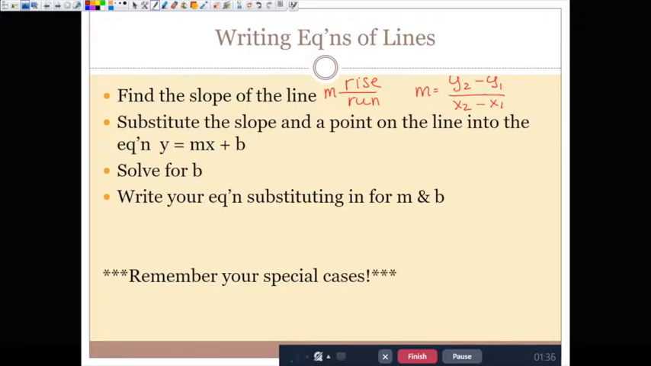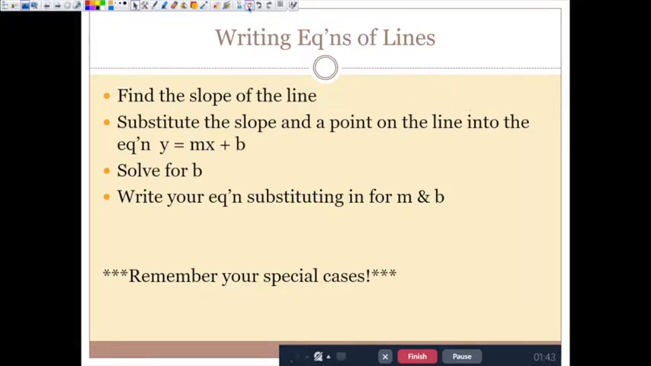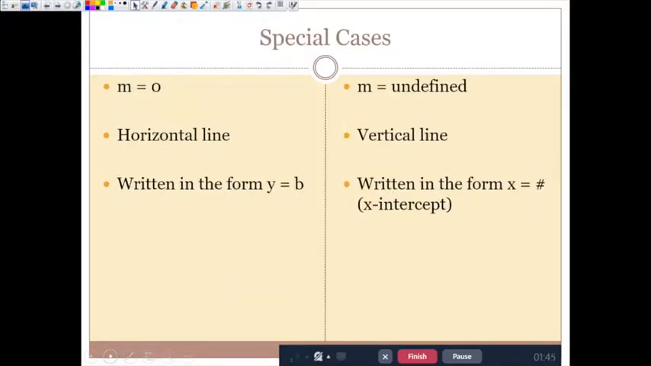Okay? So we have to also remember our special cases. Some special cases include our horizontal line, where m equals 0. It's written in the form y equals b, or y equals the y value, or the y-intercept. If our m is undefined, that's going to be a vertical line, where it's going to be x equals a number, which is your x-intercept, or whatever value x is.